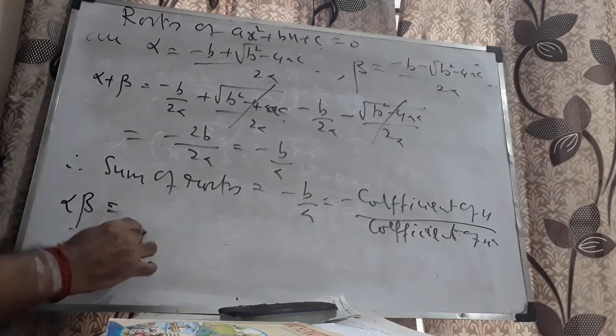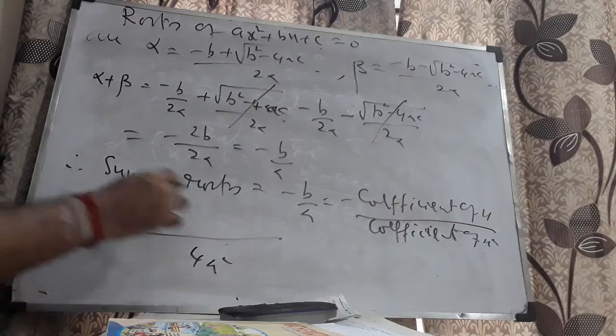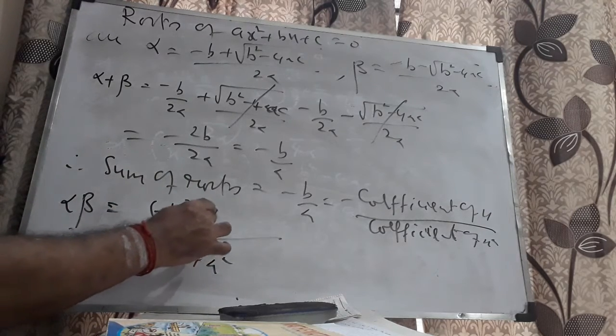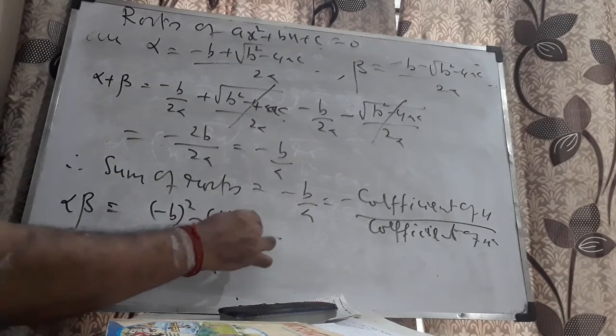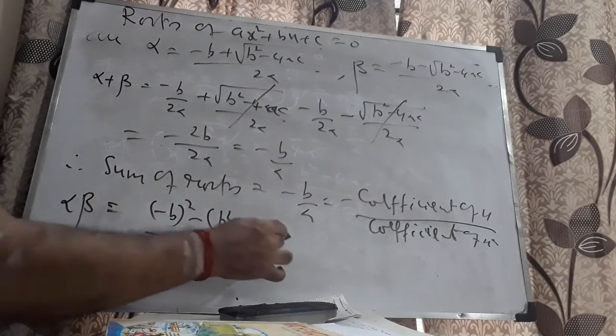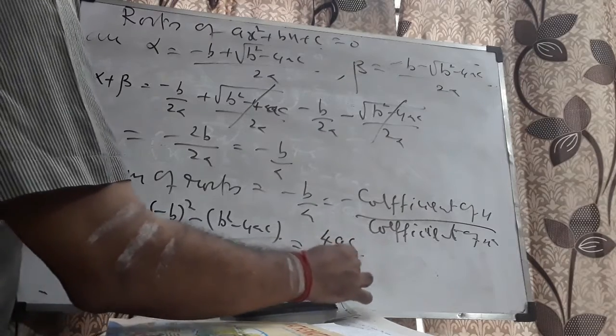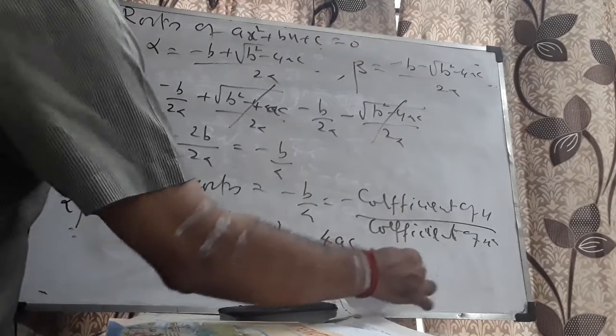Similarly, we can think about the product. What do I get? The denominator will be 4a square. In the numerator I'll be applying the a plus b into a minus b formula. This will be b square minus 4ac. The root will go off. b square minus b square will get cancelled. 4ac by 4a square is equal to c by a.